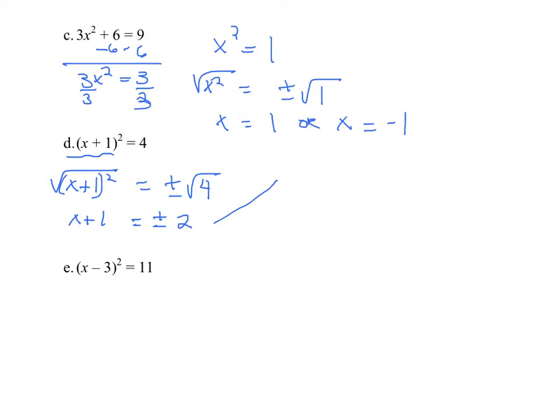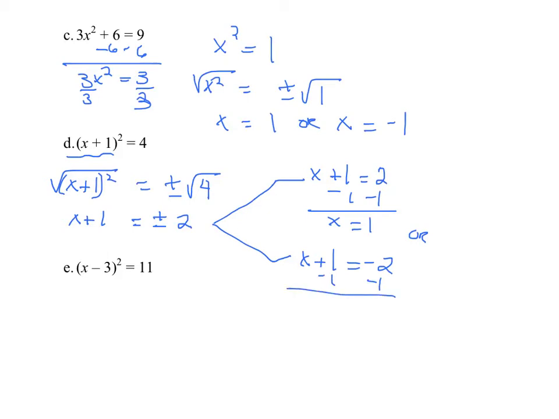So I am going to divide this up into two things. Either x plus 1 is equal to 2, or x plus 1 is equal to negative 2. And I'm going to solve them separately. Subtract 1 here, so x is equal to 1, or subtract 1 here, x is equal to negative 3. So those are the two solutions. x equals 1 or x equals negative 3. Let's try the next one. This one is a little bit more intense.